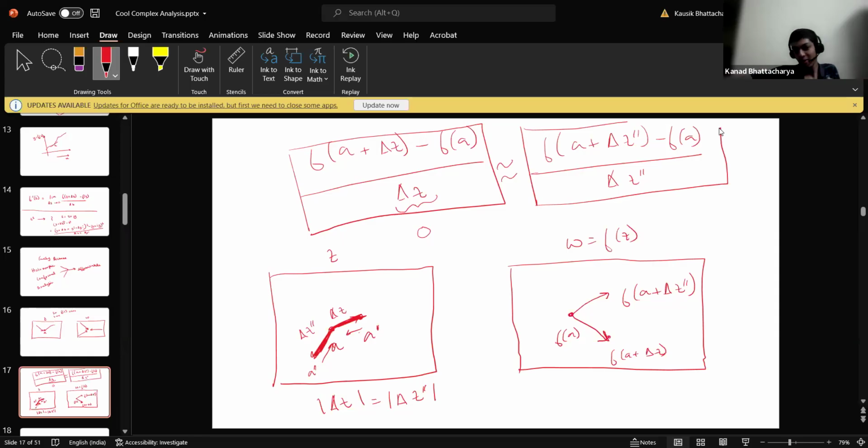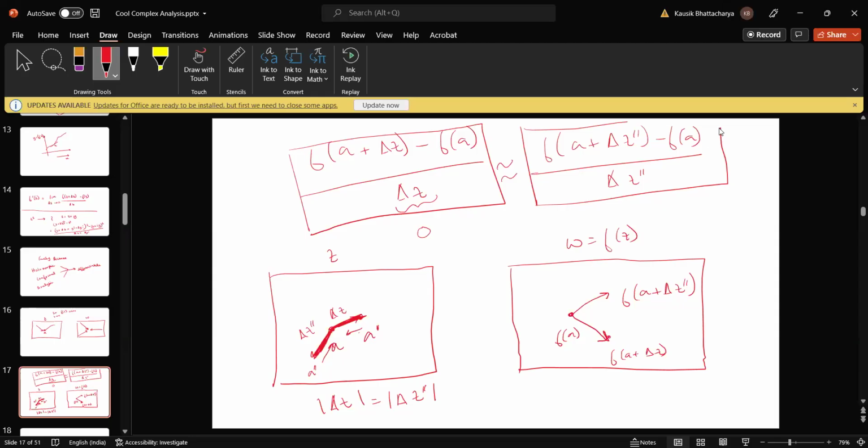And as we keep on moving a dash and a double dash towards a from two different paths, we look at what this ratio or this slope or whatever this derivative looks like. So in order for the concept of the derivative to make sense, these two should be roughly equal for some real numbers delta z and delta z dash, and in the limiting case these both should be equal. Does that make sense?